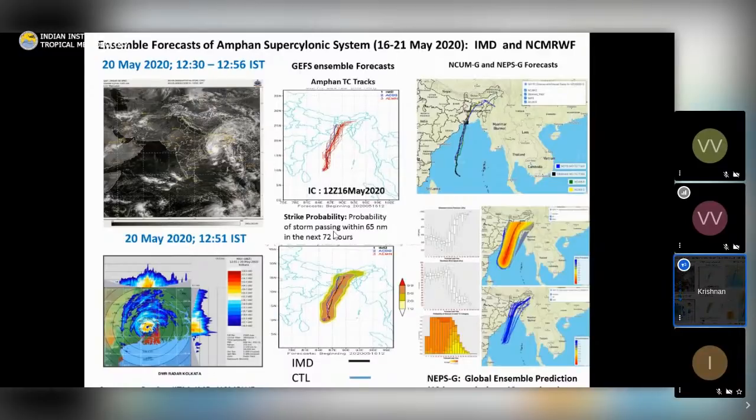And likewise, the NCMRWF predictions from the NCUM and the NEPS, the Global Ensemble Prediction Systems, also showed remarkable prediction skill. So these are our own homegrown models. So again, pointing to a big success story in the NWP.